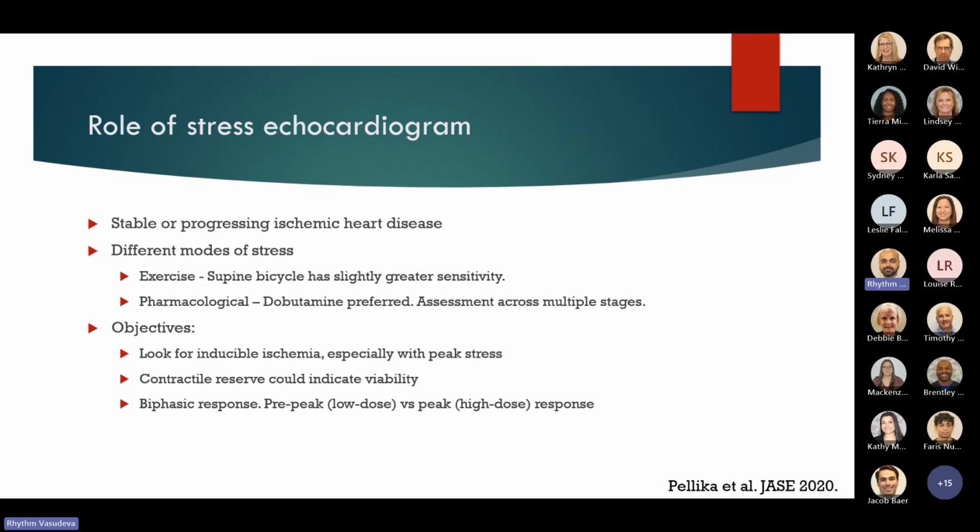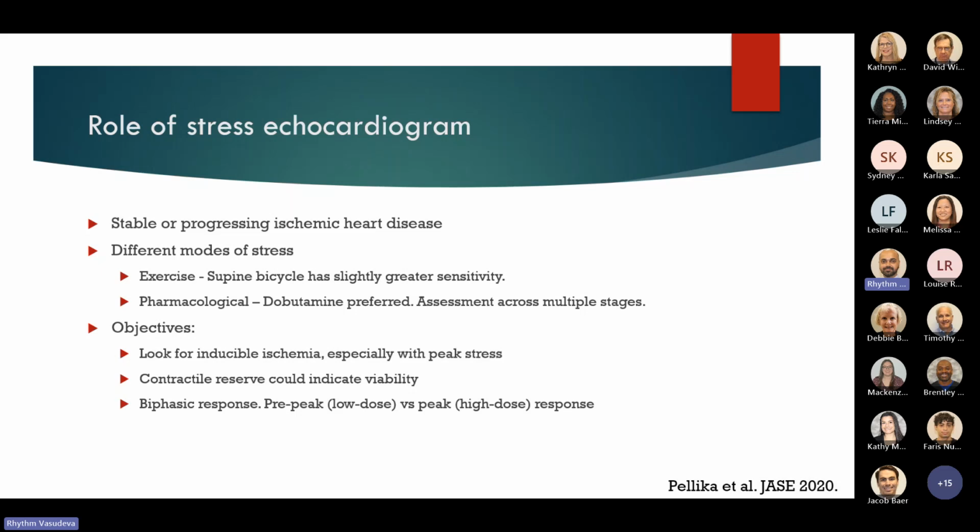So what are our objectives with a stress echo? It's to look for inducible ischemia, especially with peak stress. You're looking for new areas of wall motion abnormality, and that can be very subtle and hard to catch. We'll look at a few tools that can help you assess that when you're not able to do it with your visual aids.